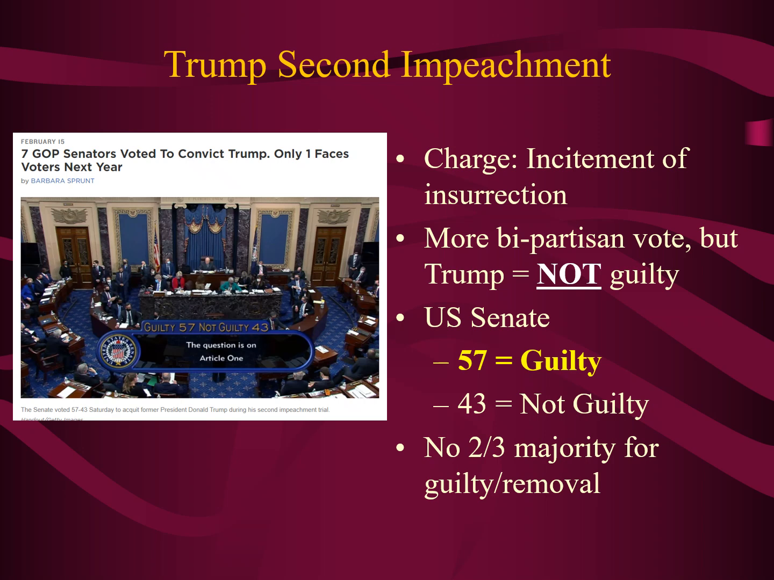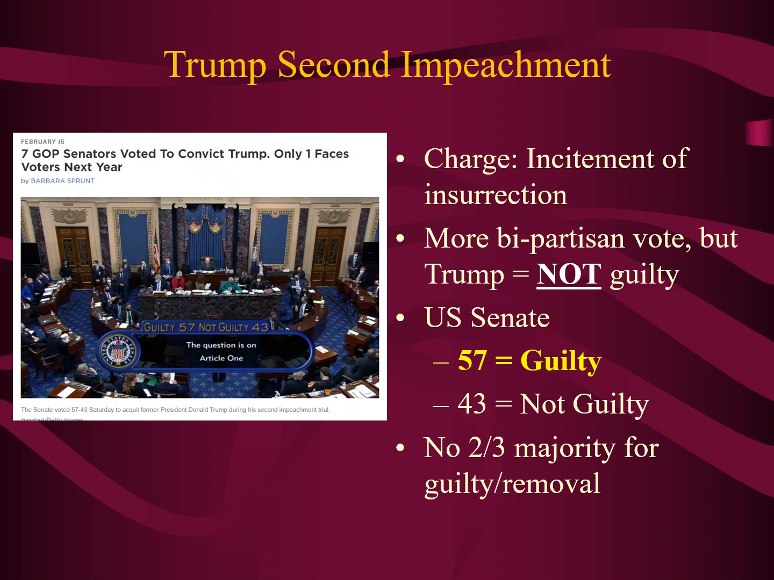Following the insurrection in January of 2021, President Trump was again impeached by the House of Representatives. In this case, it was for the incitement of the insurrection. There was more of a bipartisan vote in this particular case, with more Republicans voting to determine that the president was guilty. However, once again, overall, President Trump was impeached, but he was not found guilty because in order to remove the president from office, a 2/3 majority vote was needed.